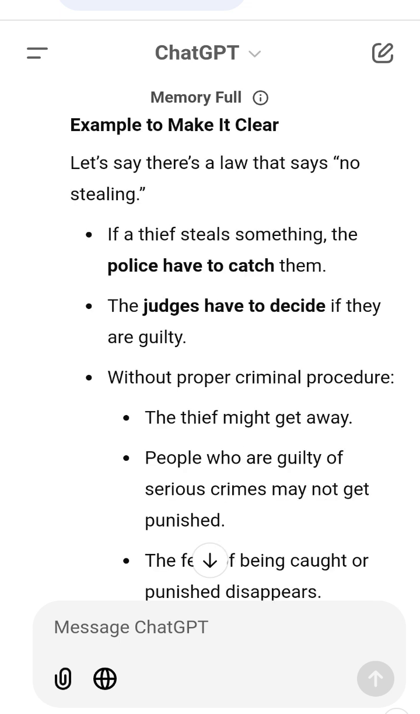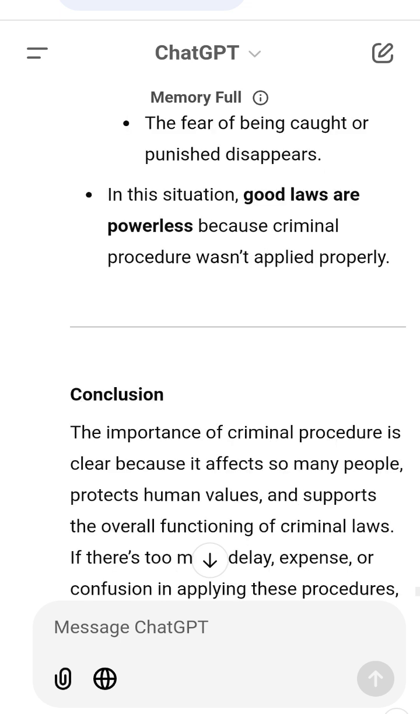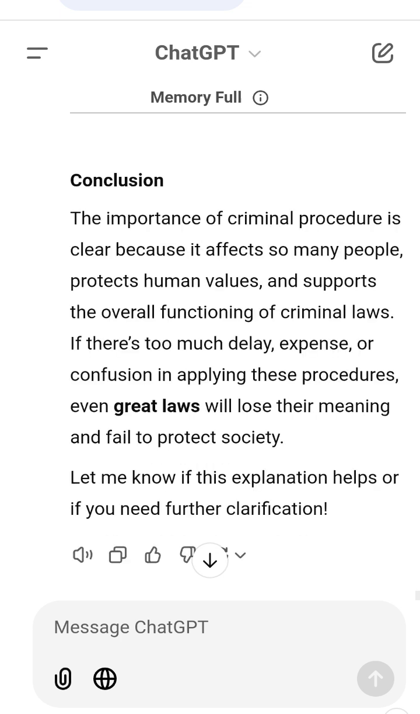Conclusion. The importance of criminal procedure is clear because it affects so many people, protects human values, and supports the overall functioning of criminal laws. If there's too much delay, expense, or confusion in applying these procedures, even great laws will lose their meaning and fail to protect society. Let me know if this explanation helps or if you need further clarification.